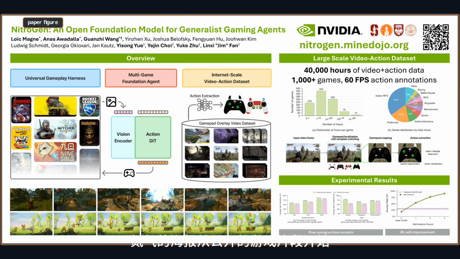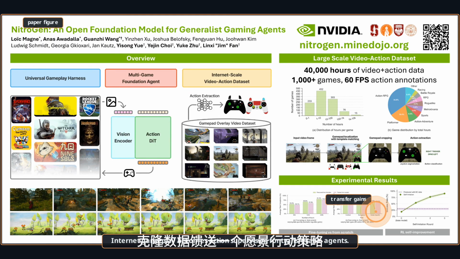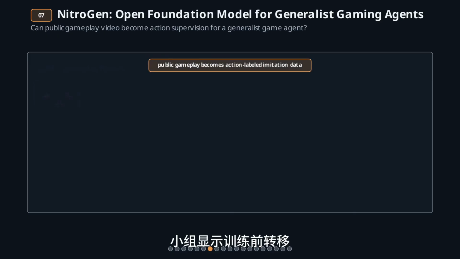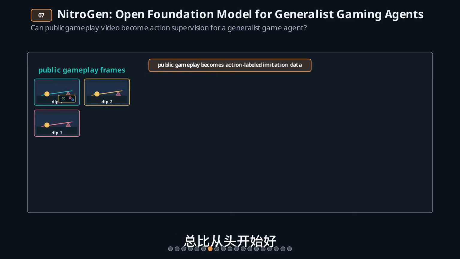Nitrogen's poster starts with public gameplay clips. Then the visible controller overlay turns those pixels into recovered actions. Those pairs scale into 40,000 hours of behavior cloning data, feed one vision action policy, and the result panels show that pre-training transfers better than starting from scratch.